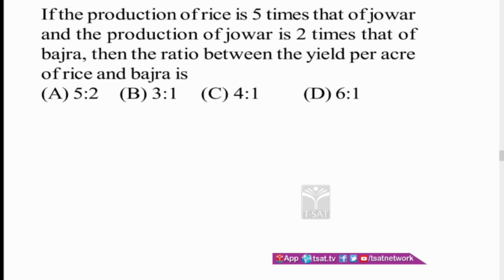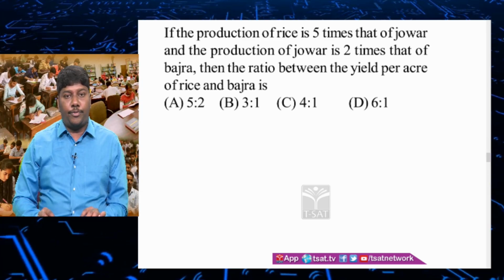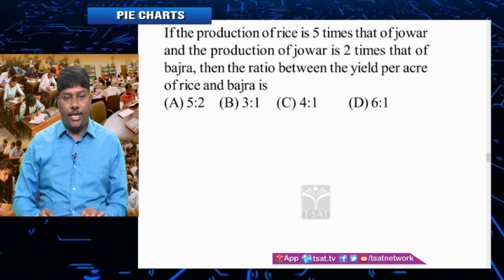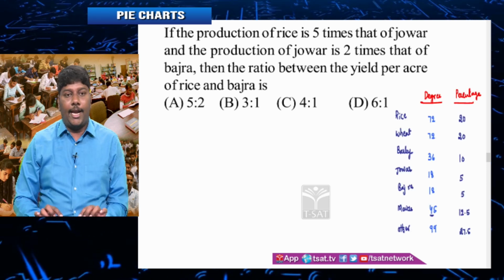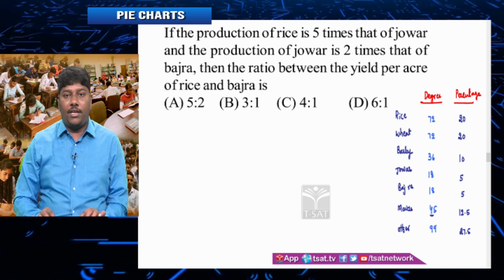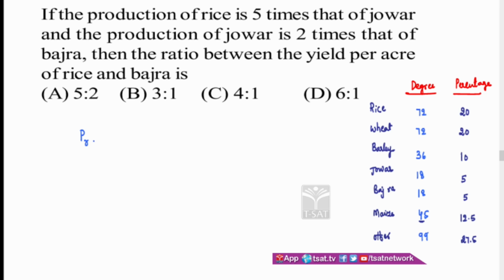Now, if the production of rice is 5 times that of jowar and the production of jowar is 2 times that of bajra, then the ratio between the yield per acre of rice and bajra. So, we have the data with us. He says production of rice is 5 times that of jowar. Production of rice is 5 times that of production of jowar. Production of jowar is 2 times that of bajra.